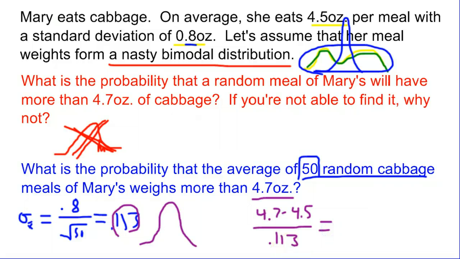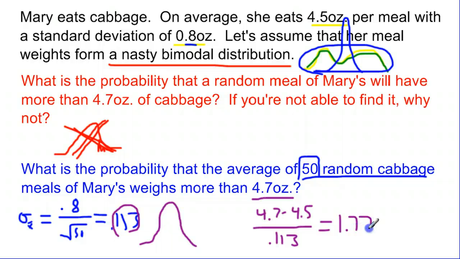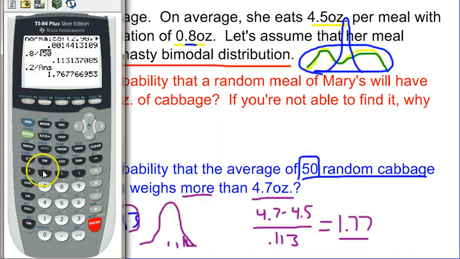And so 0.2 divided by that answer right there, we can do in our calculator. And I can use that second answer function to reuse that value. And I get 1.768, if we round that off, or 1.77. So that is our z-score. So we want to know the probability of having that or more, a z-score of 1.77 or higher. So I'm going to shade that on my little graph here. And we're going to do our normal CDF trick, starting from here and going up to positive infinity.